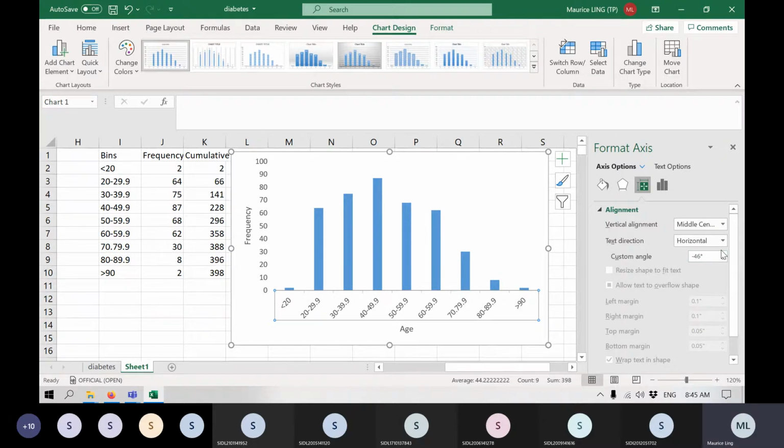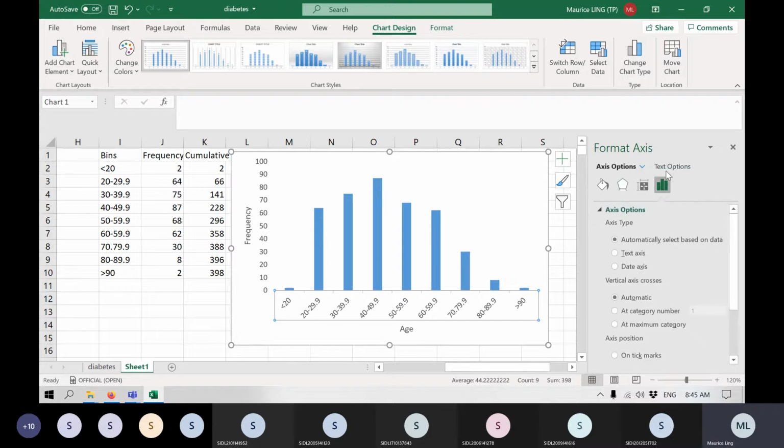But this is a bar graph, it's not a histogram. The difference between a bar graph and a histogram is that a histogram has no space. So how do you remove the space? Quite easily, you go to the axis options. I think not axis options. Let's see.